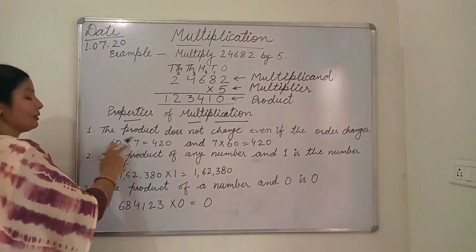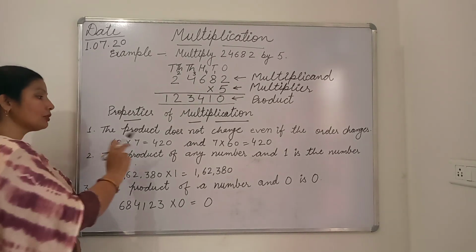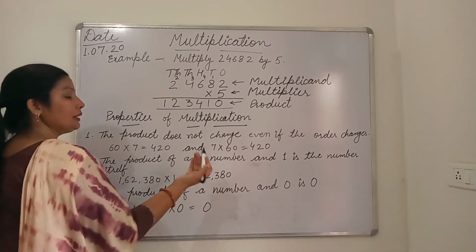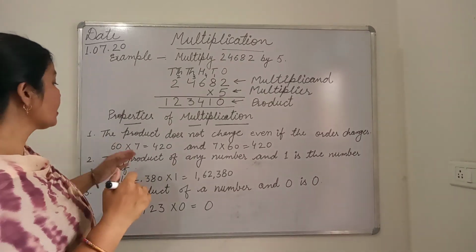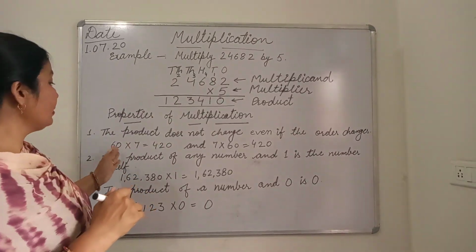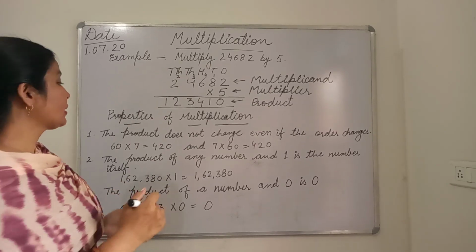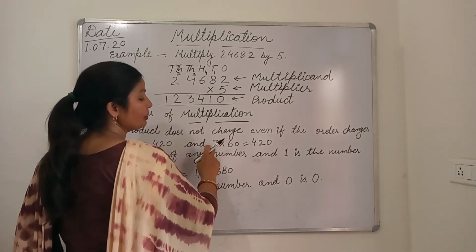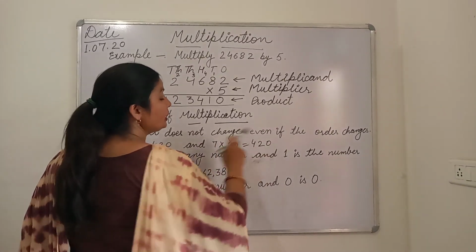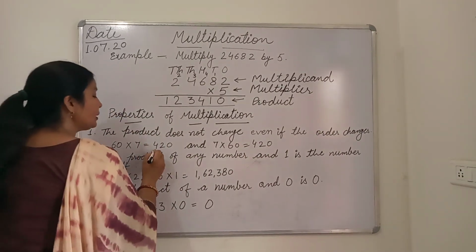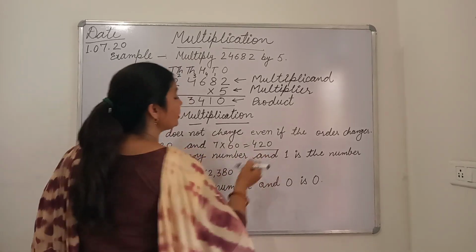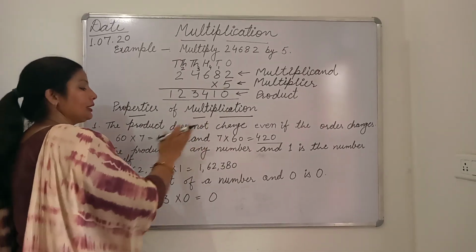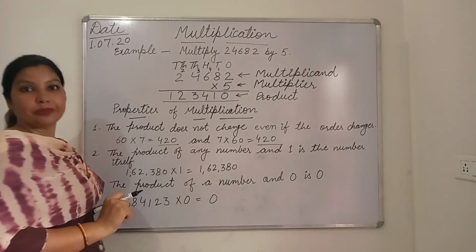Just an example. 60 multiplied by 7. When we multiply 60 by 7, we get the answer 420. Okay, and in the same way, if we change the order, meaning at the place of 60 we take 7 and at the place of 7 we take 60, we get 7 multiplied by 60. So 7 into 60 is 420. That means the result in both conditions is the same. There is no effect on the result. Okay. So we can change the order in multiplication. The result will remain the same.